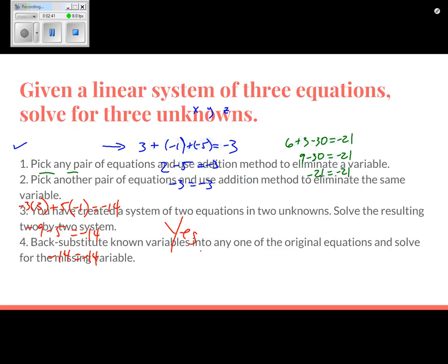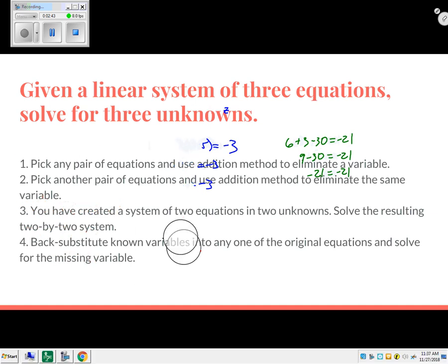Now this is going to be a little bit more tedious than what we did yesterday. There are a couple different ways to solve them, but the way I'm going to start all these is to pick 2 equations. It doesn't matter which 2 equations, and I'm going to use the addition method that we did yesterday to eliminate a variable. Now this next step is where I lose a lot of people. I'm going to choose another pair of equations. So if I chose the first 2 equations, I might choose the last 2 equations next, and again use the addition method. Here's the key: to eliminate the same variable.